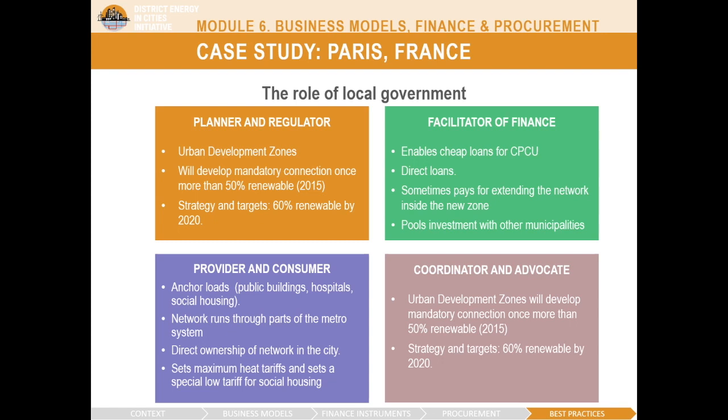As a consumer, the local government is connecting public buildings such as metro stations to the network. As coordinator and advocate, it is setting targets to become more sustainable by increasing the share of renewables in the mix and implementing mandatory connection policies to ensure sufficient loads.